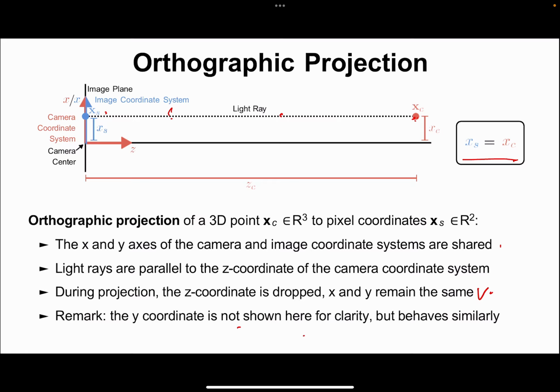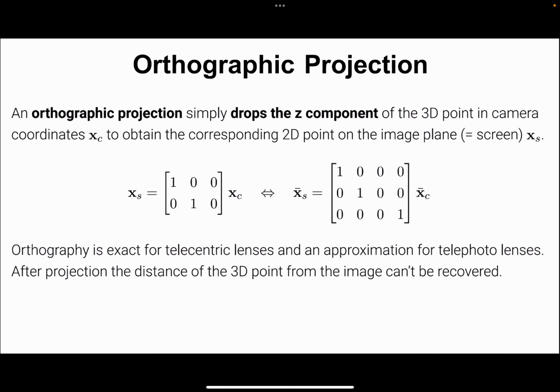It is the simplest, easiest to understand, most intuitive projection. The real 3D object shape is just projected to the image space at the same size, regardless of the distance between camera and object. So mathematically, an orthographic projection simply drops the z component of the 3D point in camera coordinates XC to obtain the corresponding 2D point on the image plane.